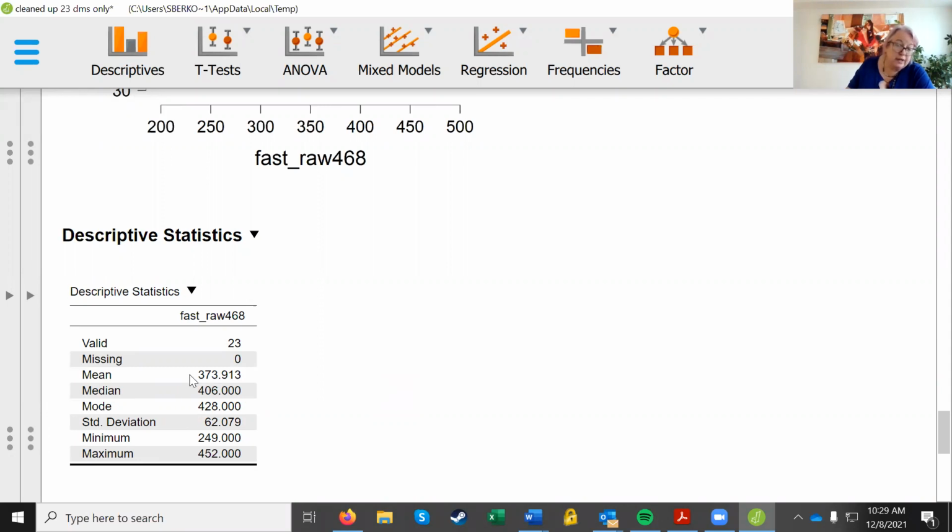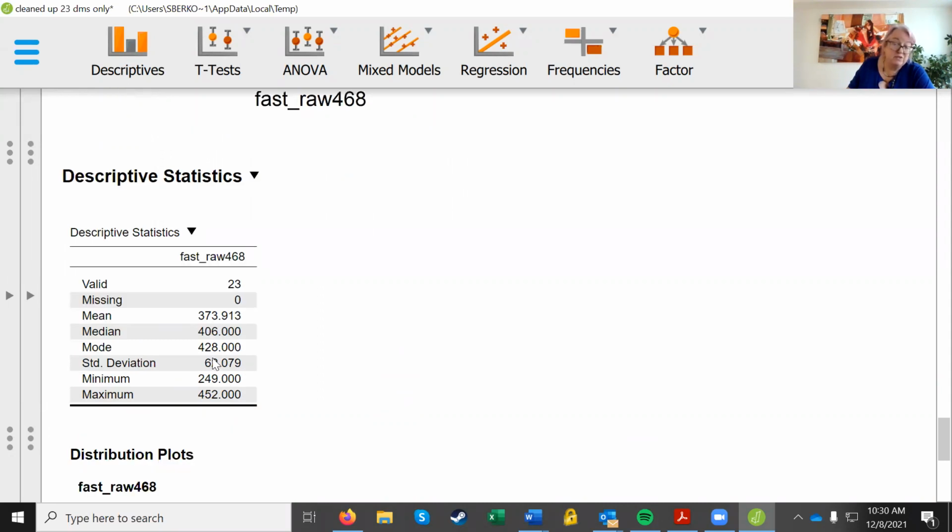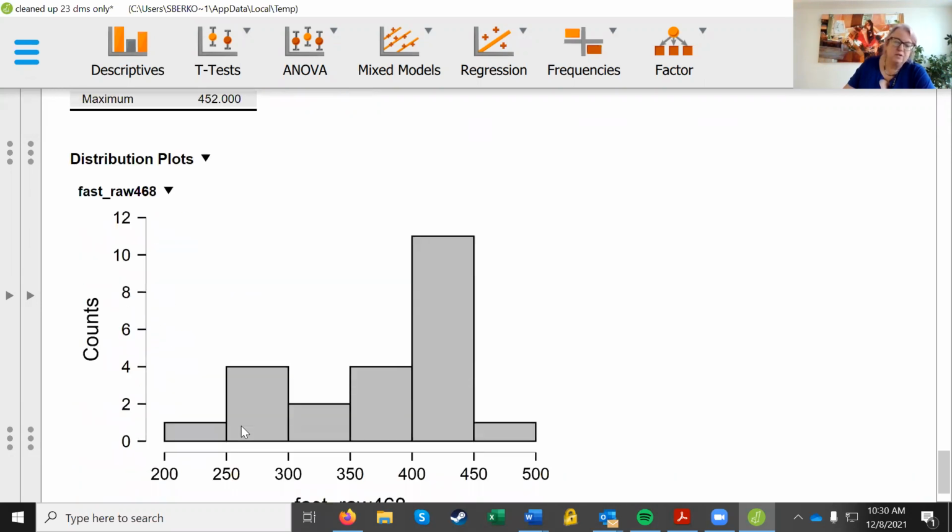The mean score is 373, the median 406, and the mode 428. So mean, median, and mode are not exactly all the same. We could graph that out. Standard deviation 62. The lowest score anybody got out of 468 sentences was 249. The maximum was 452, since they heard 468 sentences and had to click once for each. So it really ranged, but a lot of people scored pretty well.